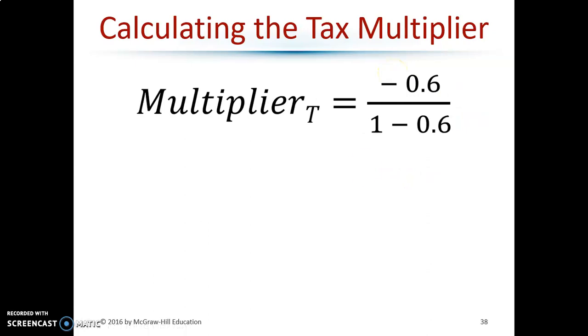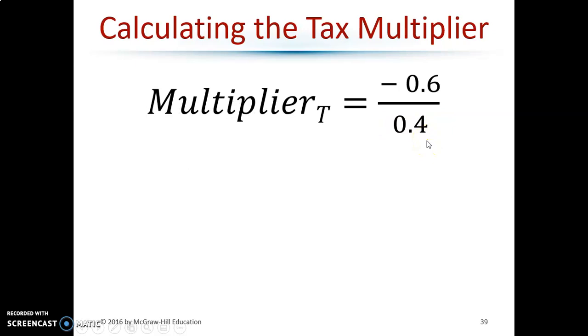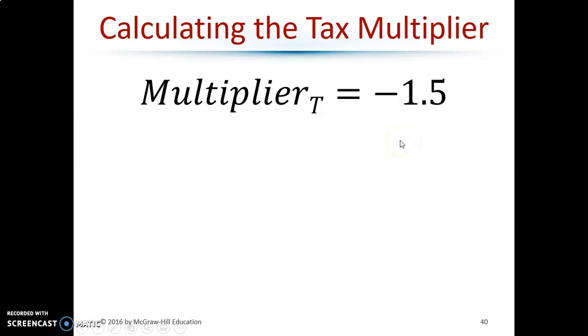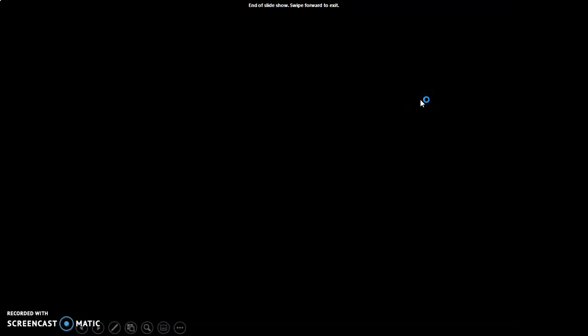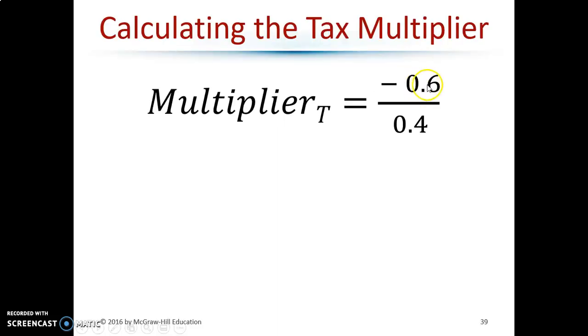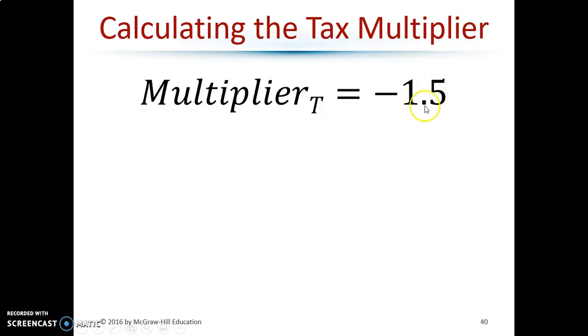So as an example, again with an MPC of 0.6, we have minus 0.6 up here, divided by 1 minus 0.6 down here. And this is rewriting it as MPS, minus 0.6, or the opposite of the marginal propensity to consume, divided by marginal propensity to save, gives us a tax multiplier of 1.5. Notice our MPC is the same here. We're working with a 0.6 MPC, which got us a multiplier of 2.5 for the savings multiplier. But here, it's getting us a tax multiplier of 1.5.